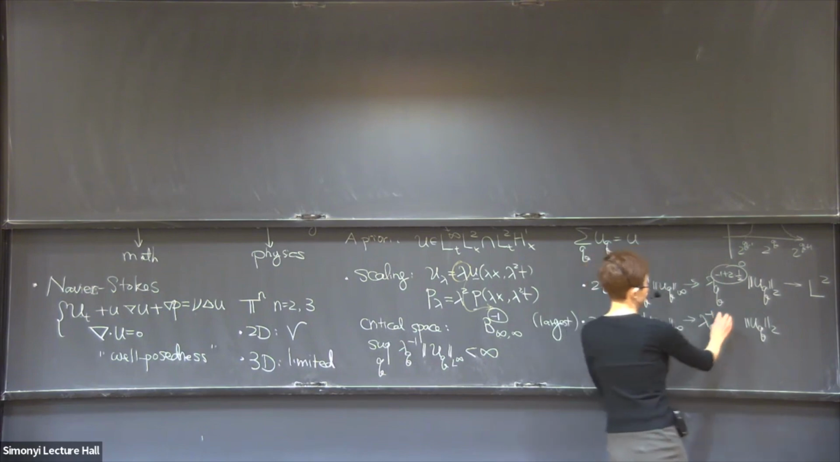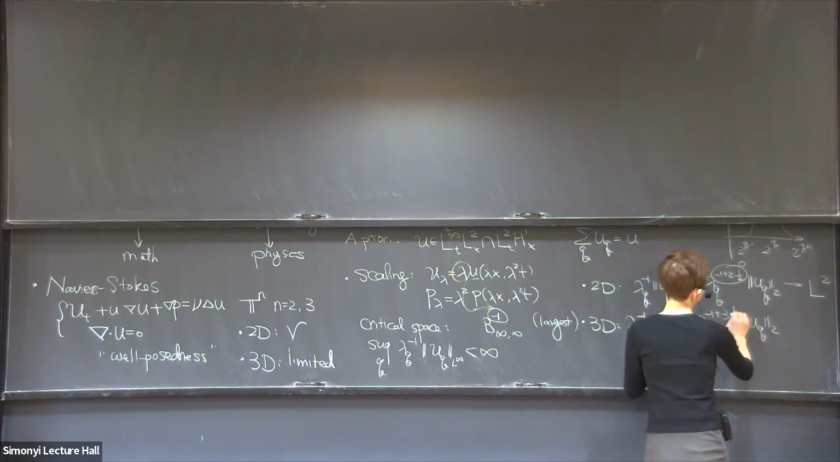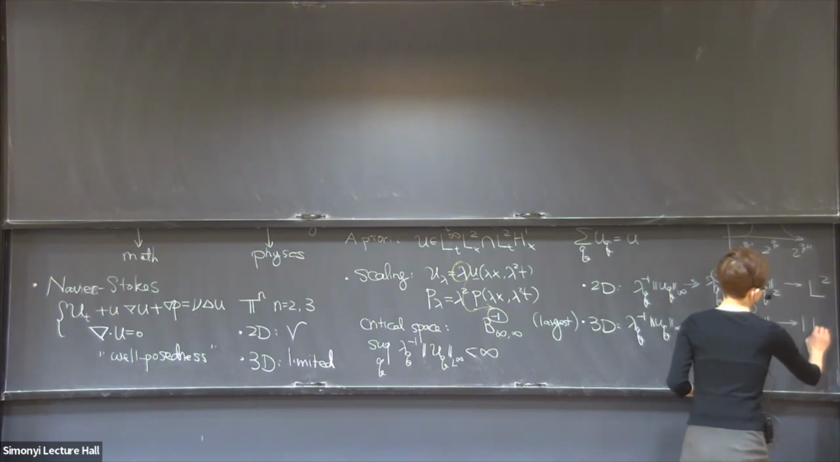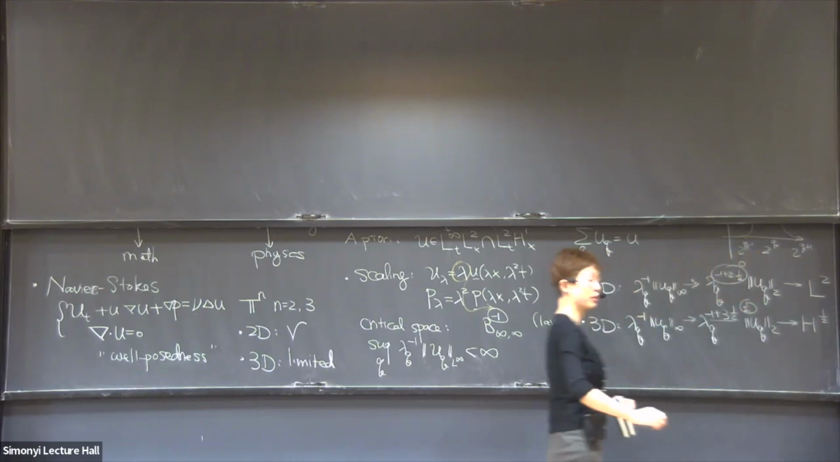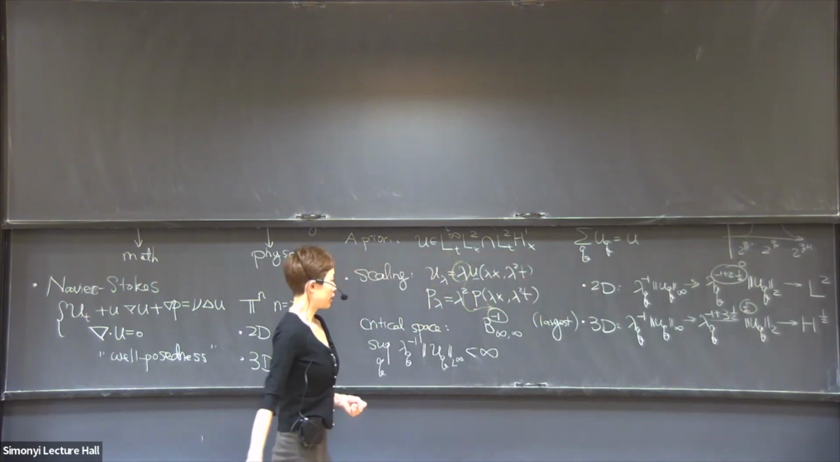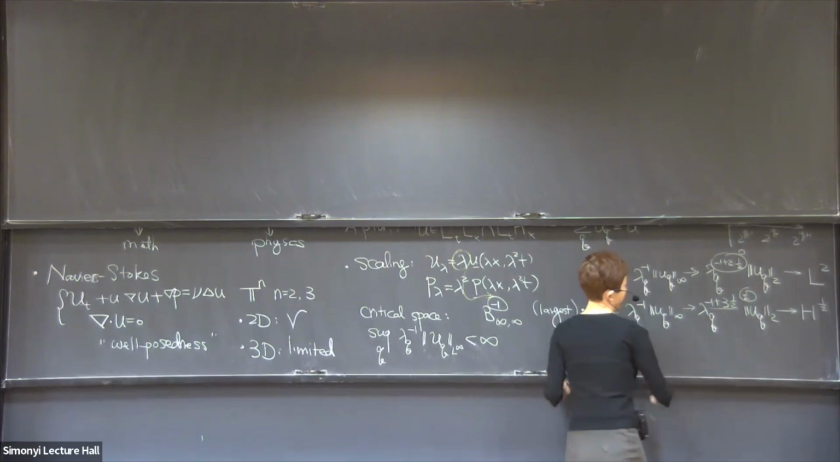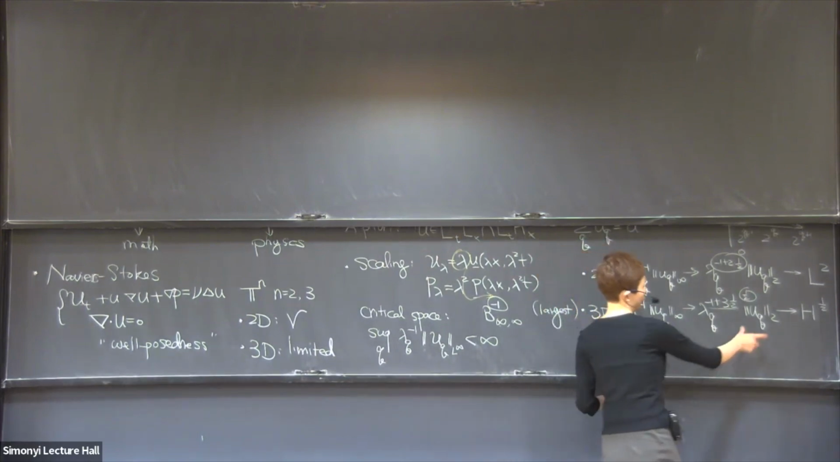So now it's in 3 dimensions, 3 half. That gives us a half. That corresponds to the space H half. So H half is a critical space for 3D Navier-Stokes. Another one I want to mention is the L3 based.